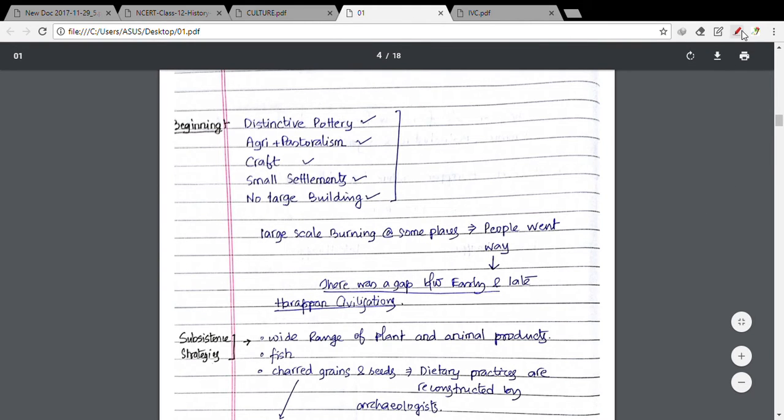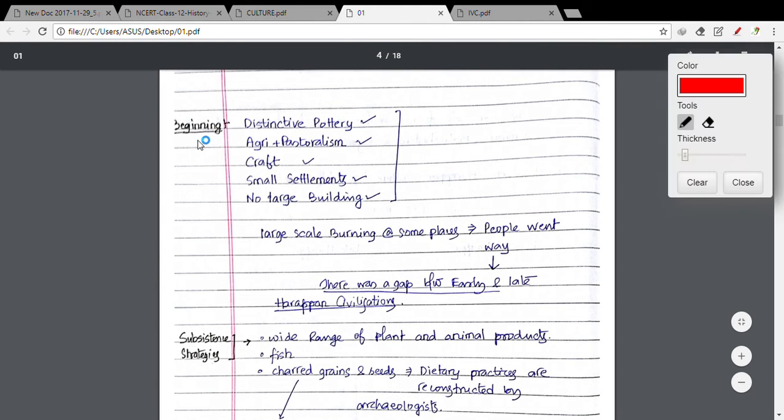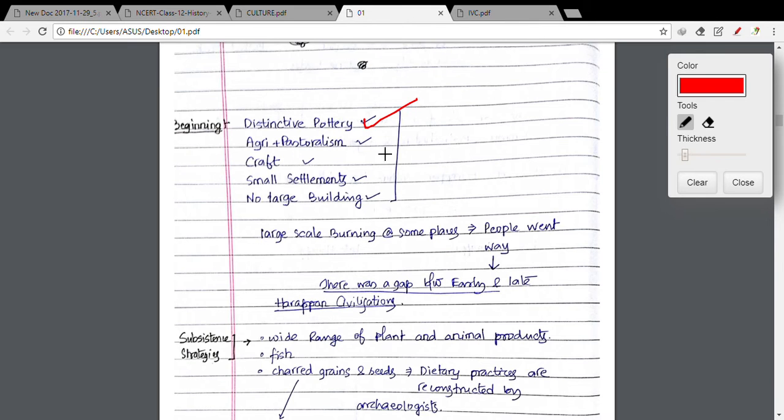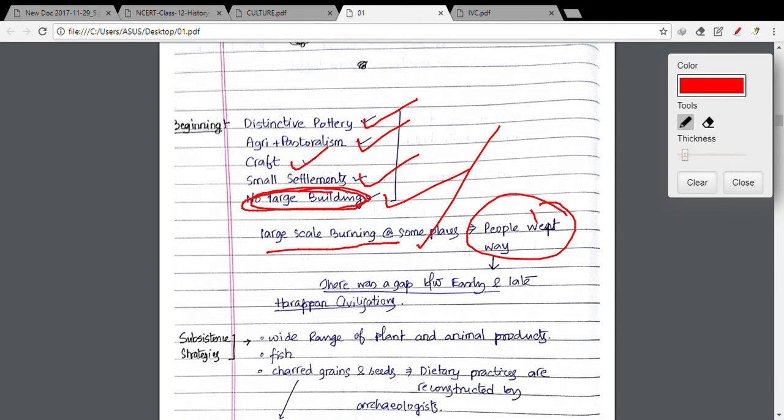As we see in the text, in the beginning, there is distinctive pottery, agriculture plus pastoralism, craft, small settlements, and no large building. This is a very important thing. No large building, that means society was almost equal. Large scale burning at some places, that means people went away from those places.